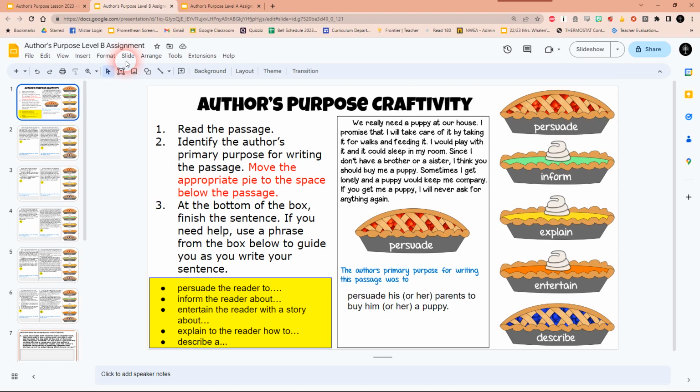Okay. If you stopped paying attention a minute ago, you need to pay attention because I'm going to show you how to do the first part of the assignment. It says read the passage, identify the author's purpose, and then move the pie. Look at the different pies: persuade, inform, explain, entertain, describe. Move the correct pie to the right spot.